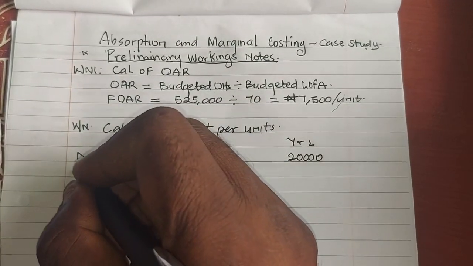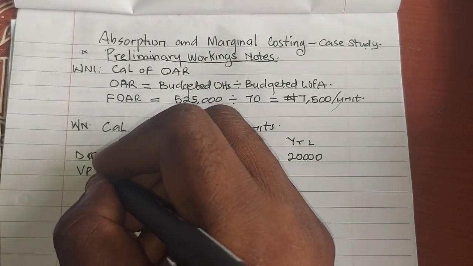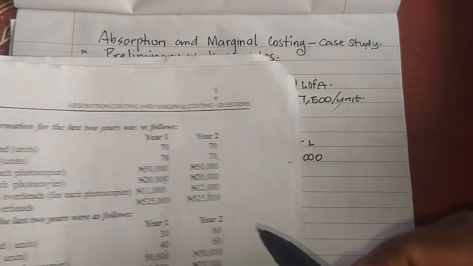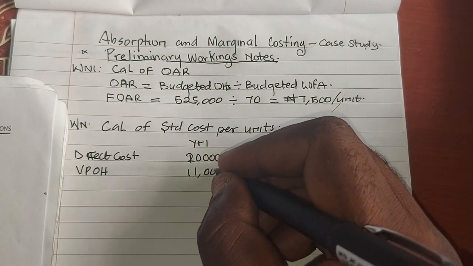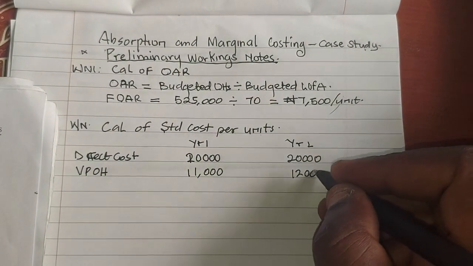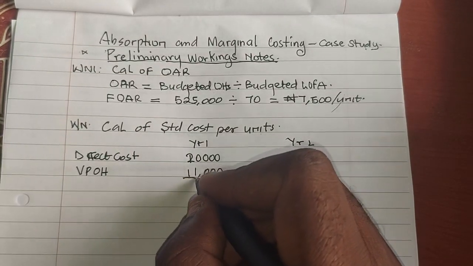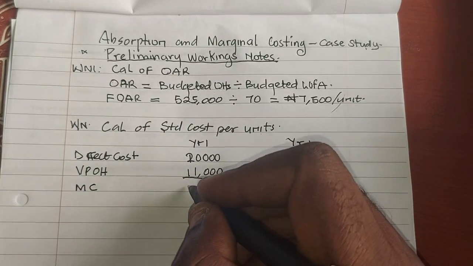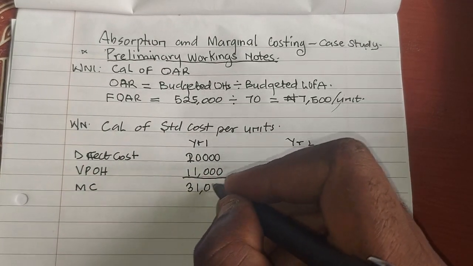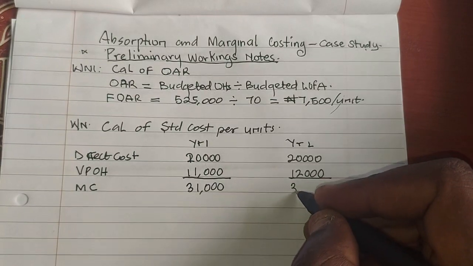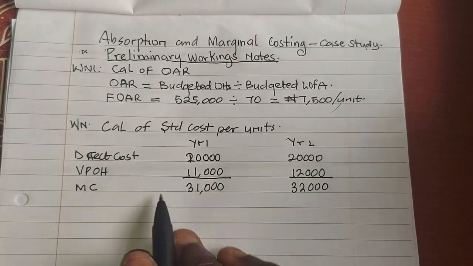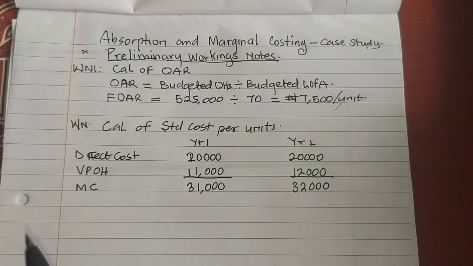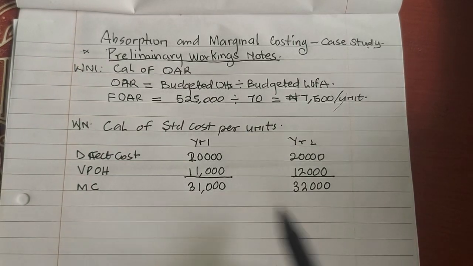Also, we have our variable production overheads per unit, 11,000 for year 1 and 12,000 for year 2. Then when you add this together, it's going to give you your marginal cost. This is 31,000 and this is 32,000. That's our marginal cost, because the question says we should use absorption costing and marginal costing. So you would have gotten this for now.